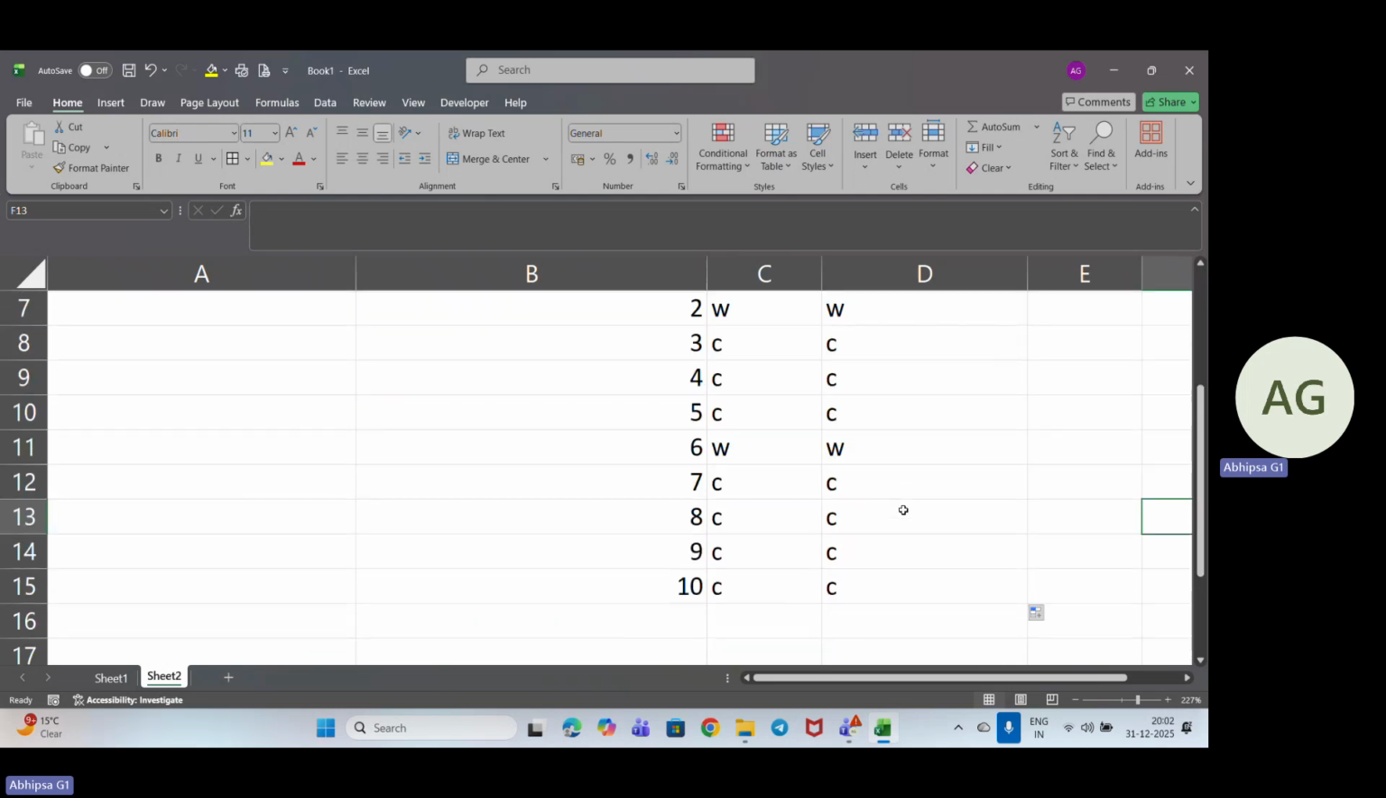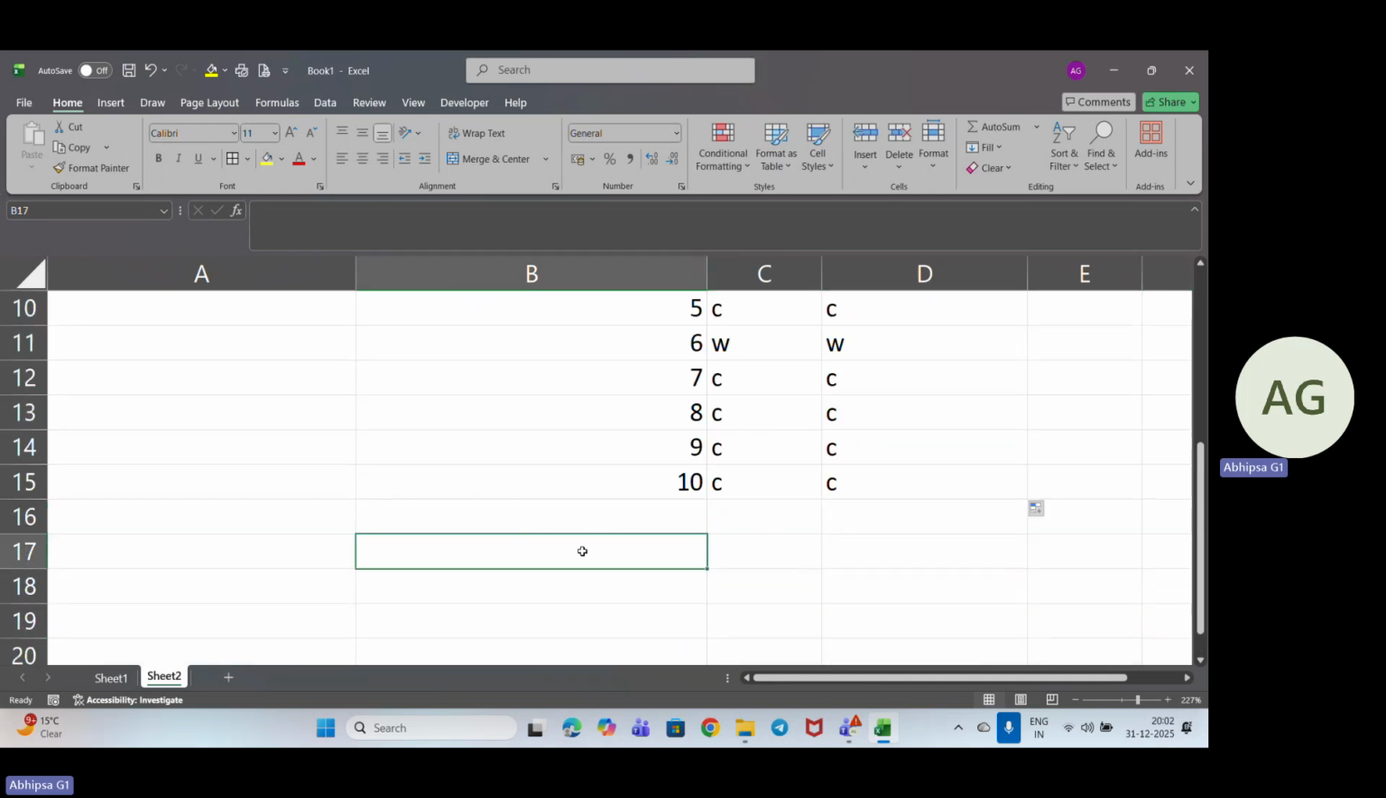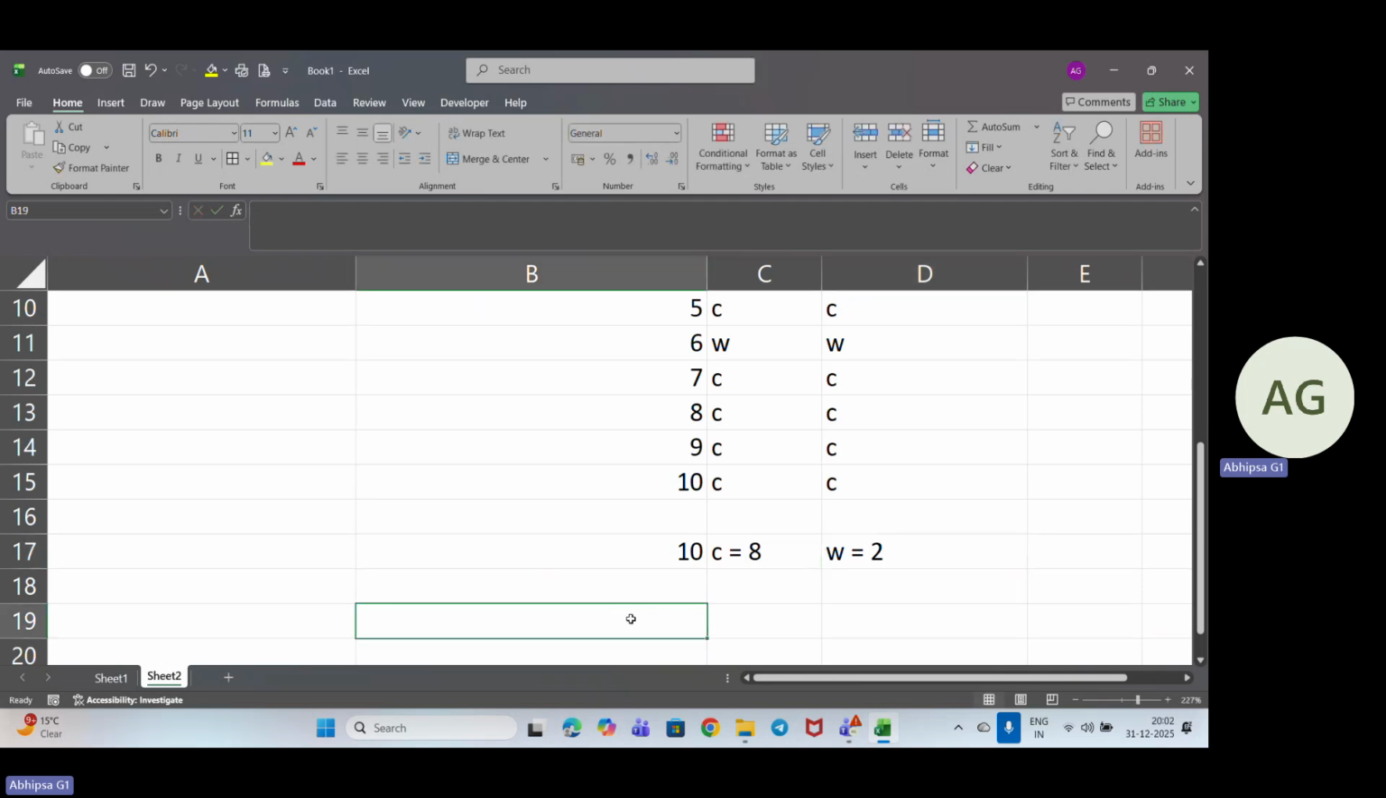Here we can see that the total number of questions is 10. The number of correct answers is 8 and the number of wrong is 2. Based on that, my accuracy would be 80%, because I do 8 divided by 10 into 100. So that gives me 80%. This is my accuracy.